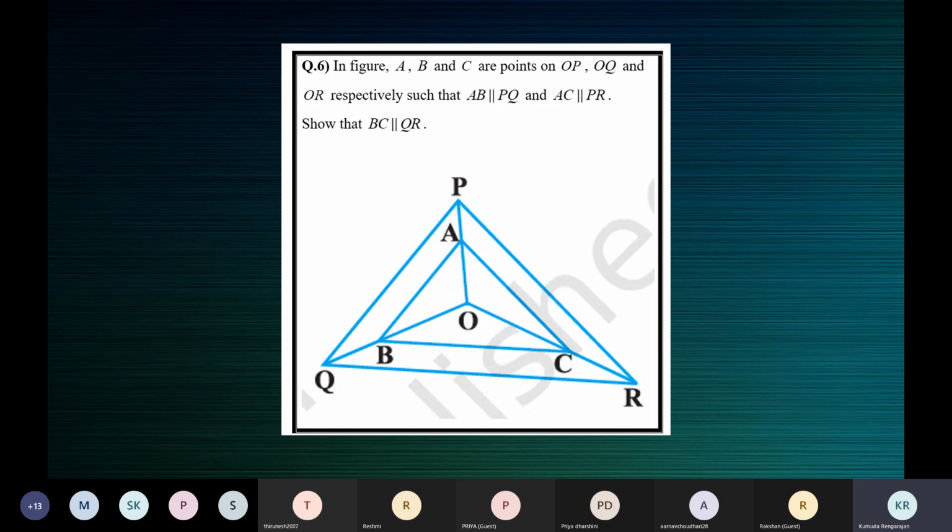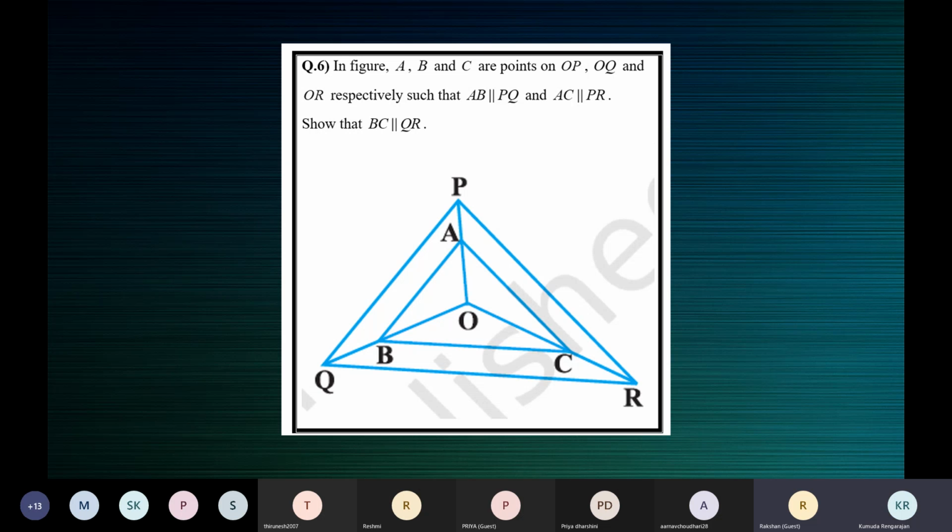Which is the first triangle you have taken up? Ma'am, ABC. In triangle ABC, which line is parallel to one side of the triangle? Ma'am, AB is parallel to PQ. Okay, AB is parallel to PQ. Applies to which triangle? Ma'am, PQR.